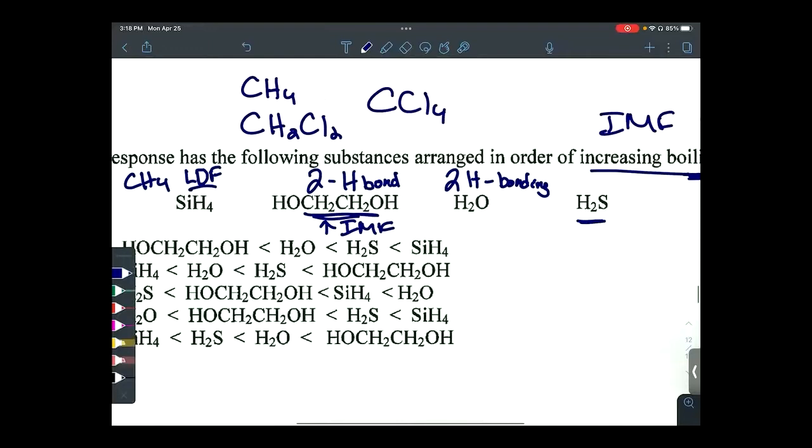And then H2S. This one's always a tricky one because folks will think, oh, it looks like water, it has to hydrogen bond too. But sulfur cannot hydrogen bond. It can only do dipole-dipole. So if we arrange these from lowest to highest, it should be silicon, that silicon compound. Next, it's the sulfur compound, then it's water, and then it's the alcohol thing.